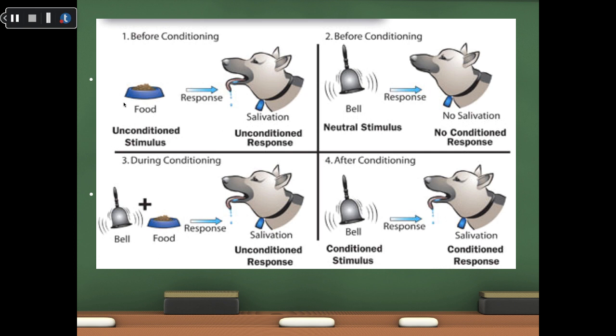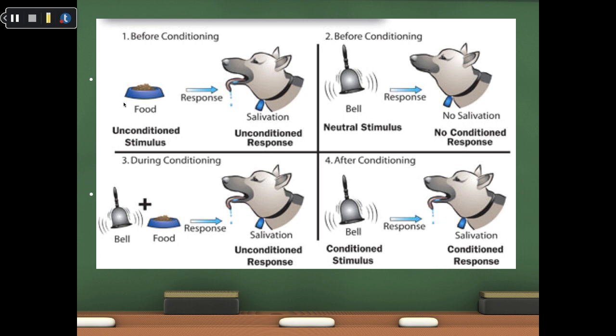Before conditioning, just an unlearned response is that food causes salivation. So Pavlov paired a bell with food. Before learning, the bell does not cause salivation. So food causes salivation naturally, but naturally a bell does not cause salivation.